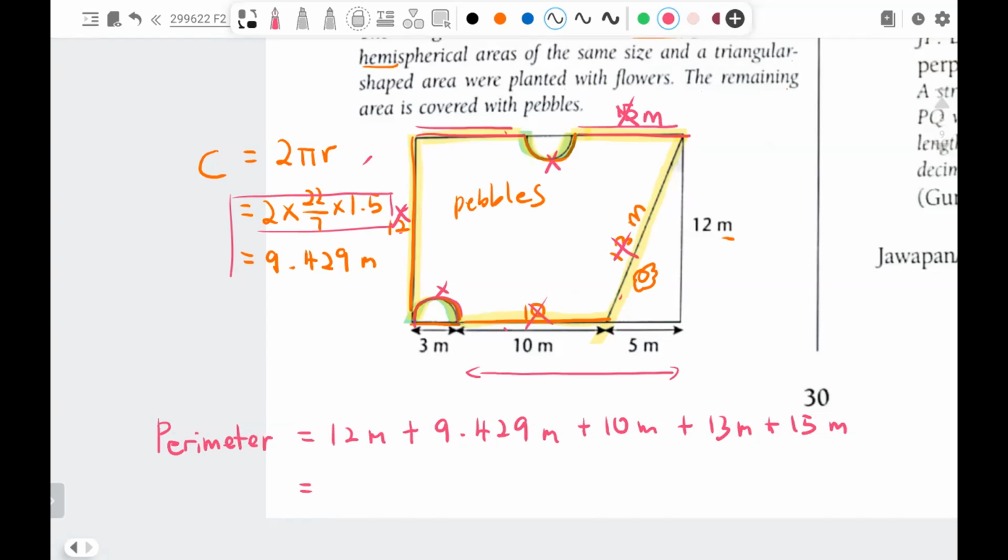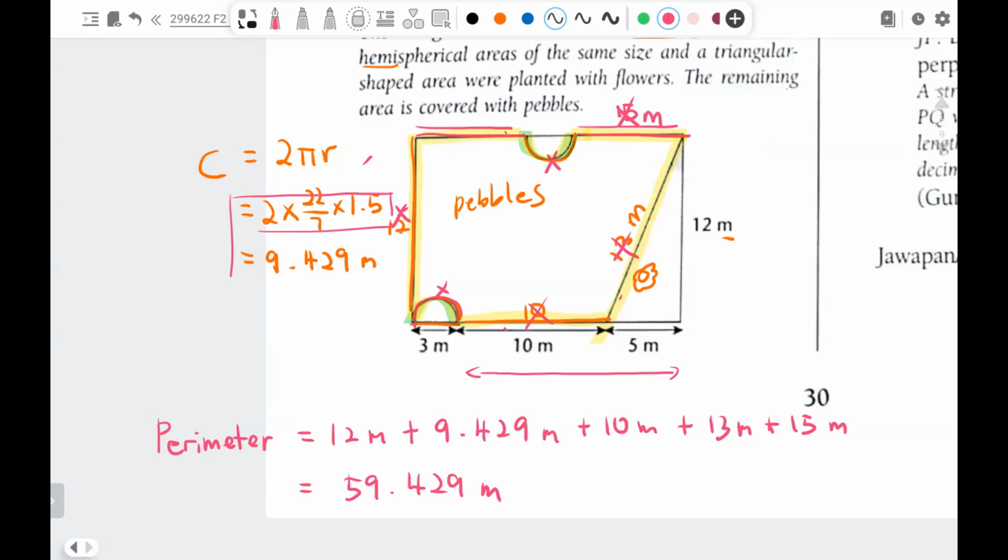So what's the answer? Type in the chat box. What did you get after you total up? Is that the perimeter? 59.429 is the perimeter. Okay. So the answer is 59.429 meter. Okay, so Joe and Kaishan, do you manage to get this answer, perimeter? All right.